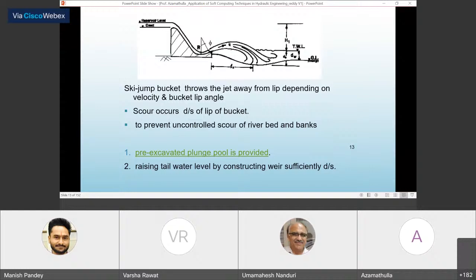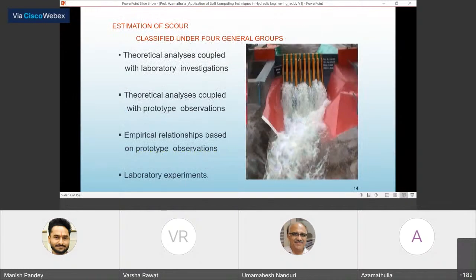To prevent uncontrolled scour of the riverbed, you can see two alternatives. Since you provide the rate of change of momentum, this much force, if you have a high radius and lip angle, you can throw the jet very far from the main structure. A pre-excavated plunge pool is one of the options. Another one is raising the tailwater level by constructing a weir sufficiently downstream.